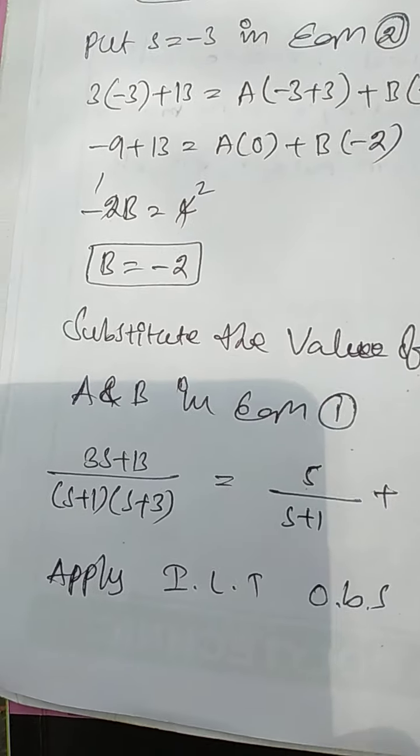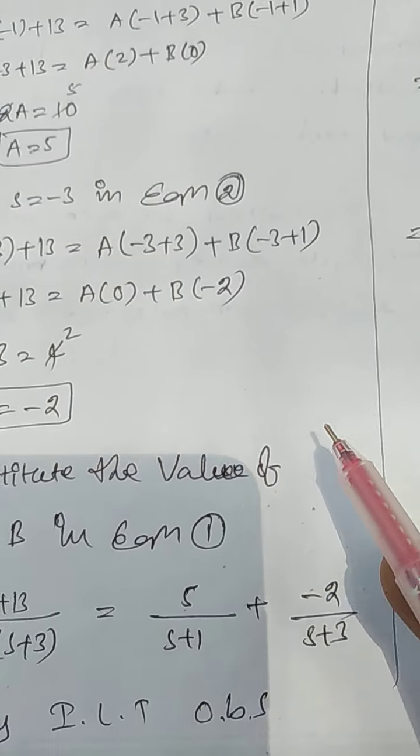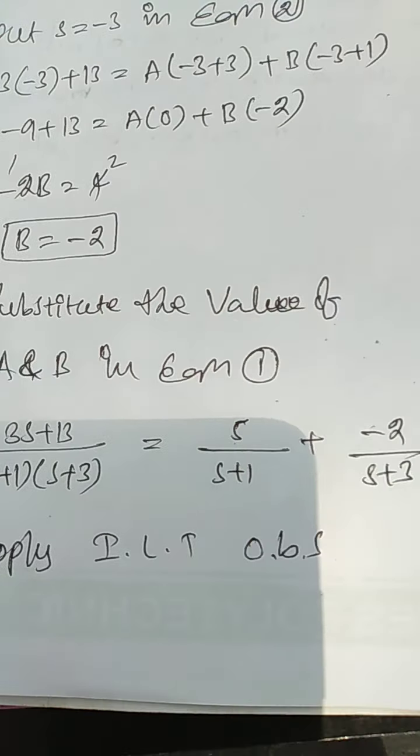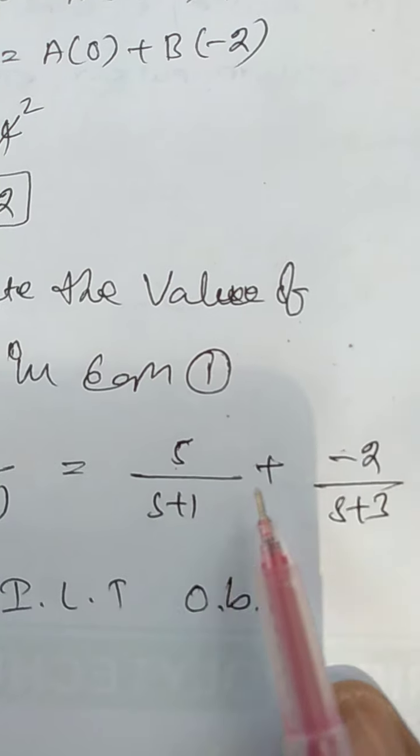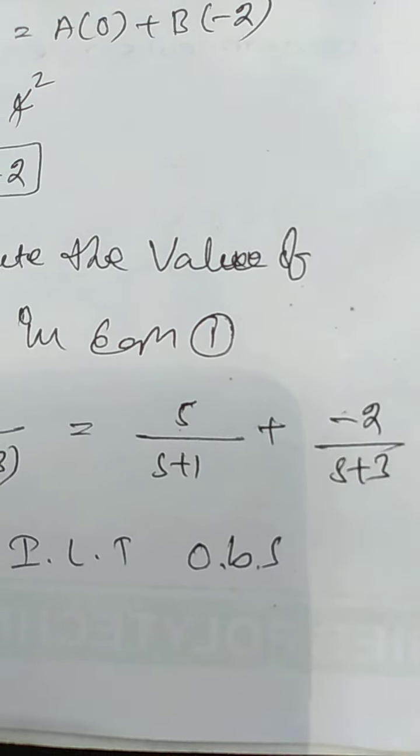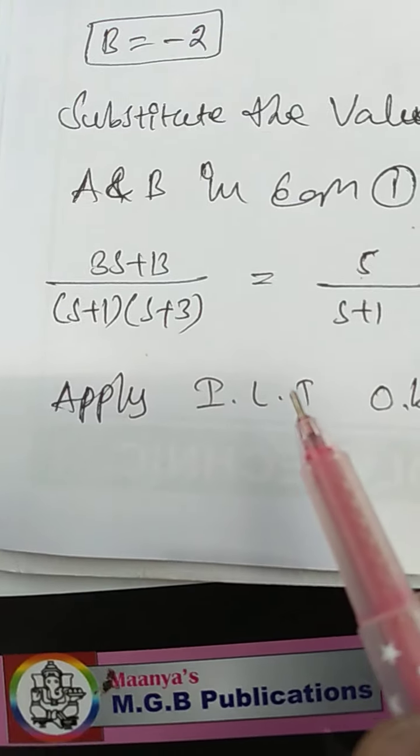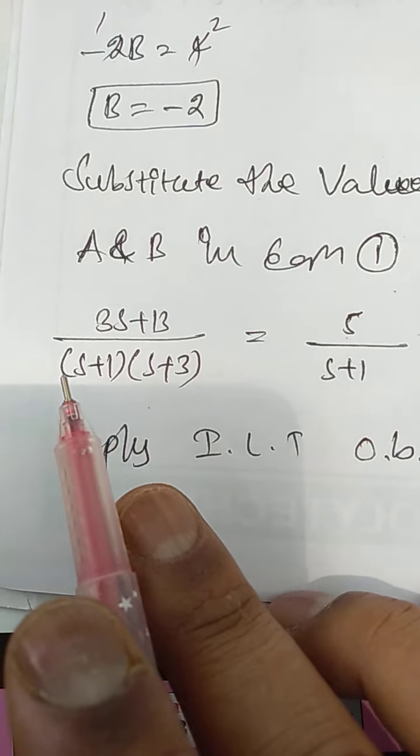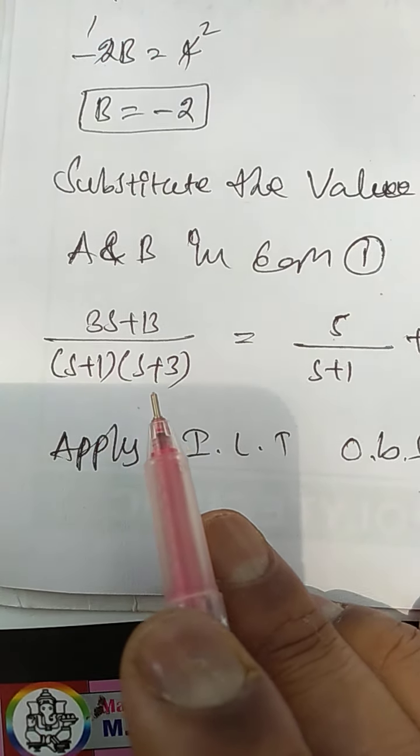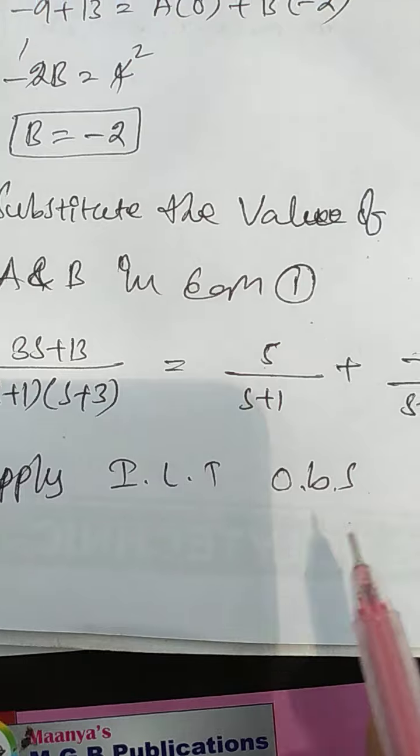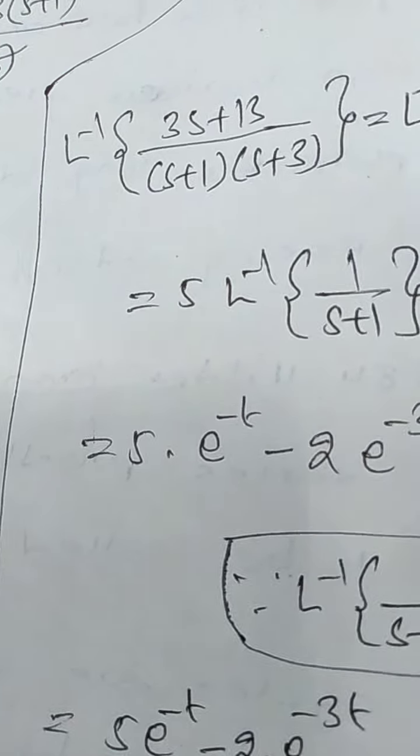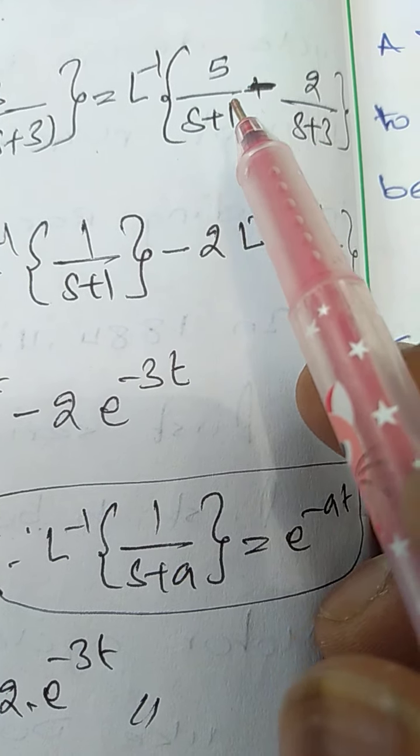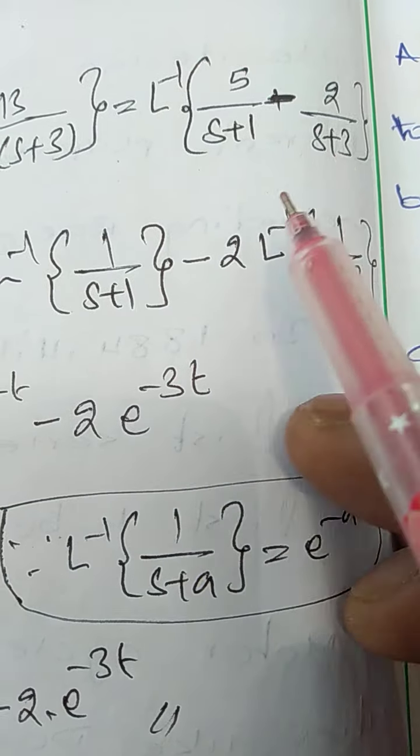Now substitute the values of A and B in equation 1. We get (3s + 13) divided by (s + 1)(s + 3) equals 5 divided by (s + 1) plus (-2) divided by (s + 3). Apply inverse Laplace transform on both sides. We get L inverse of (3s + 13) divided by (s + 1)(s + 3) is equal to L inverse of 5 divided by (s + 1) minus 2 divided by (s + 3).